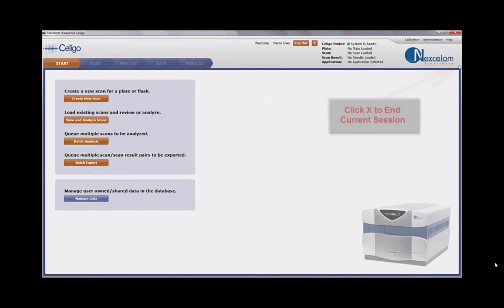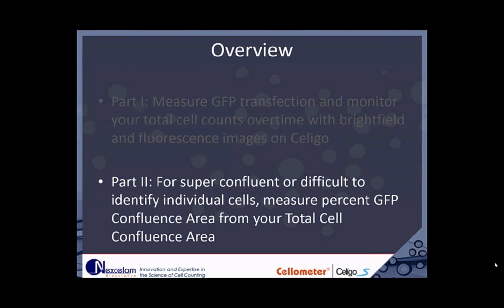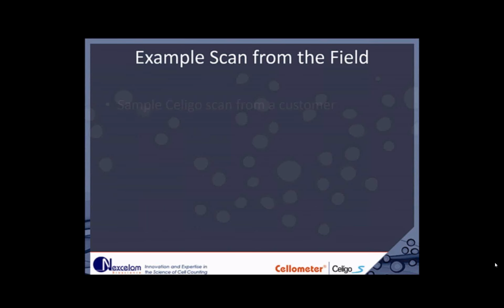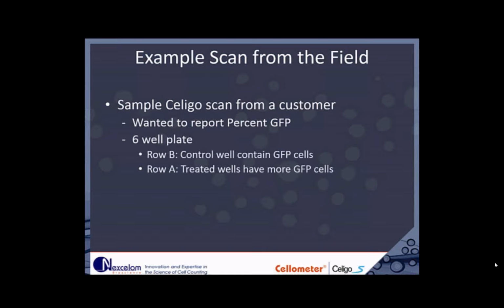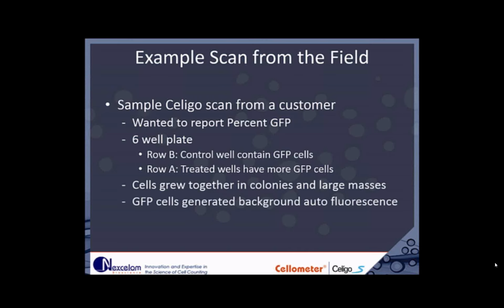And the next thing I want to show you is how you can analyze super confluent or difficult to identify individual cells using another application of confluence ratio. So this example came from the field. A customer of ours had some cells that were growing into colonies, and she wanted to report the percent GFP. So it is in a 6-well plate, and there's 2 rows. Row B is going to have the control wells containing the GFP cells, and the row A has the treated wells that have more GFP. And then, like I said, the cells grew into colonies instead of individual cells, and they had low GFP percentages.